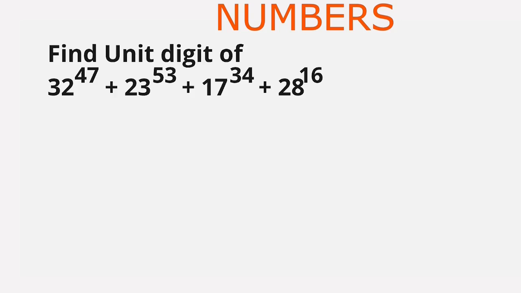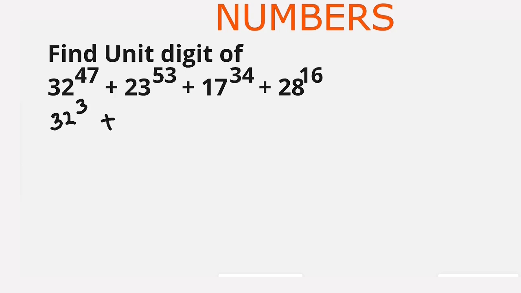So what we have to do is first divide the powers by 4. When we divide 47 by 4, the remainder will be 3. So it will be 30 to the power 3. Whatever the ones place in 30 to the power 47 is, it will be the same as 30 to the power 3, plus the power of 23 is 53.